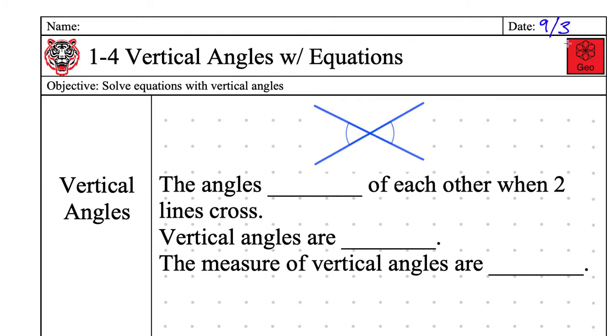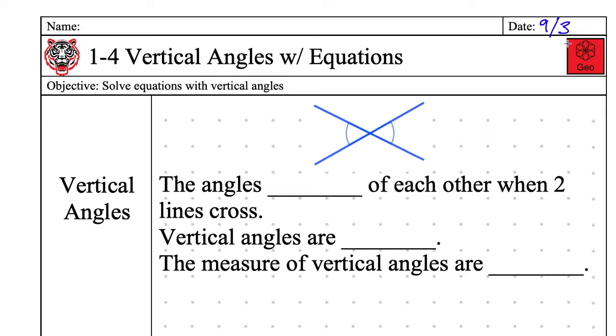We are dealing with vertical angles again, but this time harder with equations. Quiet raised hand, someone read the objective. All right, Julian, go for it. Solve equations with vertical angles. Thank you. 50 XP to Julian. Thank you, Fernando. That's it. So we're doing vertical angles, but this time we're solving equations.